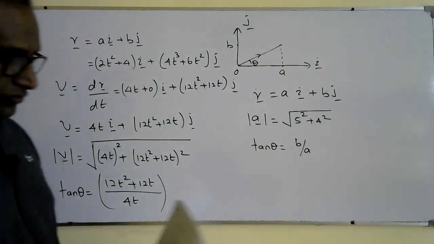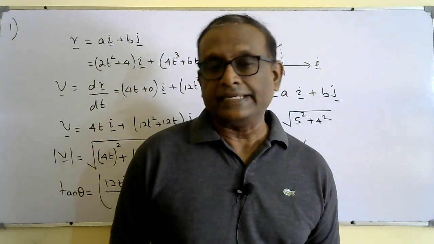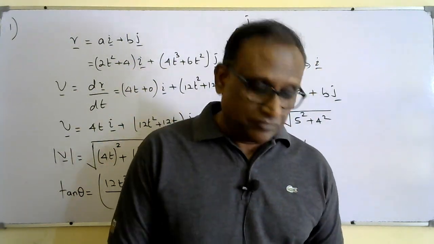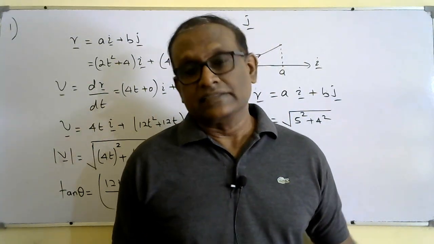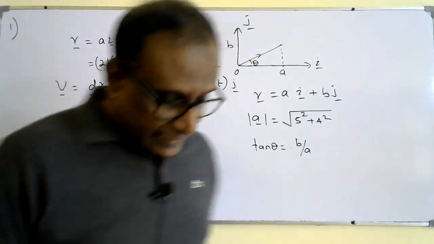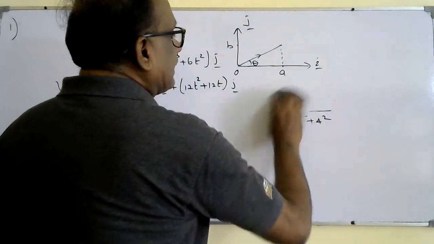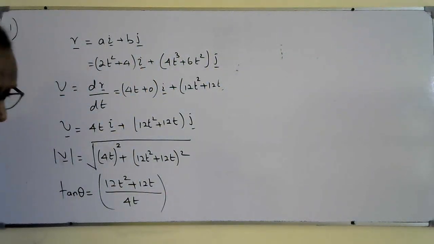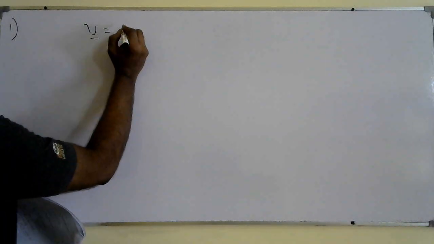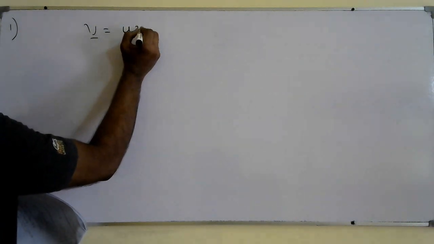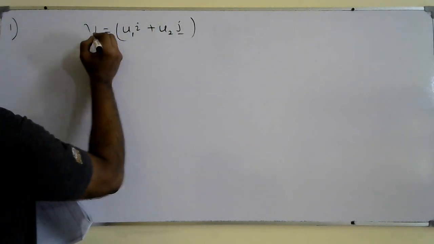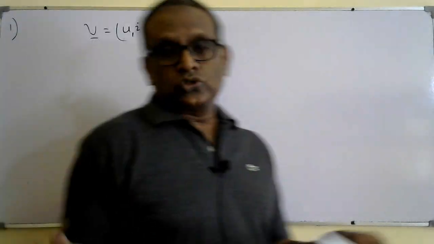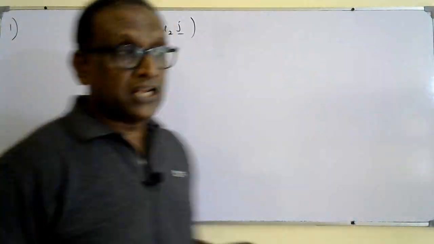Sometimes they give the velocity vector, or you might need to find the velocity vector, and they give the direction vector. The direction vector and velocity vector doesn't matter, they should tally. Say for example, the velocity vector is given by v equals u1 i plus u2 j. That's a velocity vector given. So u1, u2 could be functions of time, doesn't matter, it's a velocity vector.